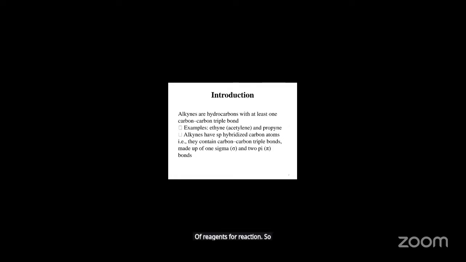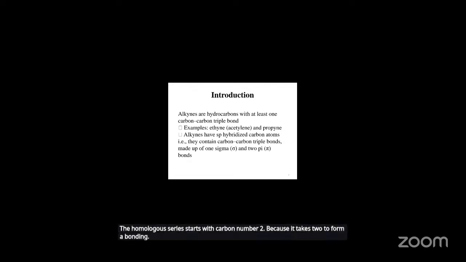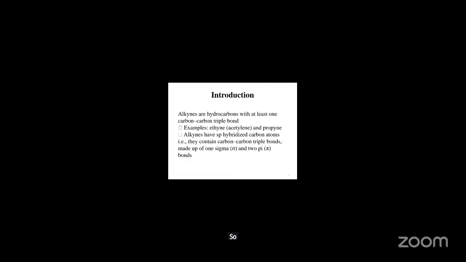So, introduction: alkynes are hydrocarbons, like I said. They have one carbon-carbon triple bond, meaning that the homologous series starts with carbon number 2, because it takes 2 carbons to form the bond. The simplest alkyne is ethyne, which is called acetylene, when carbon is 2.